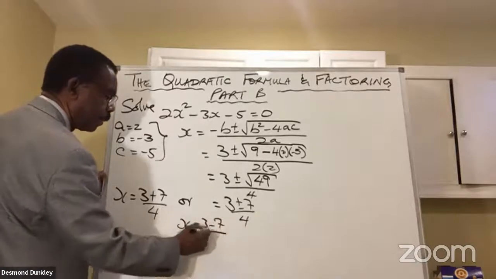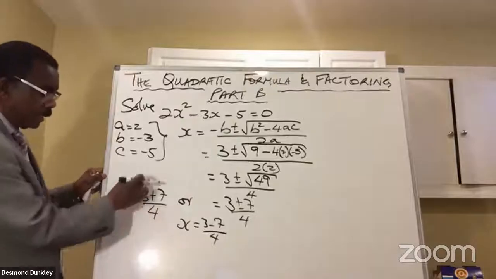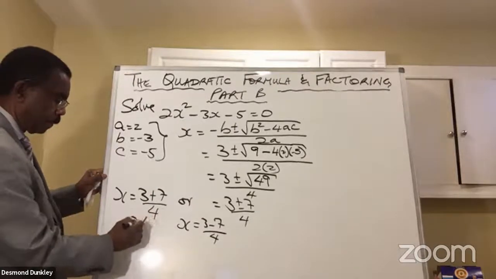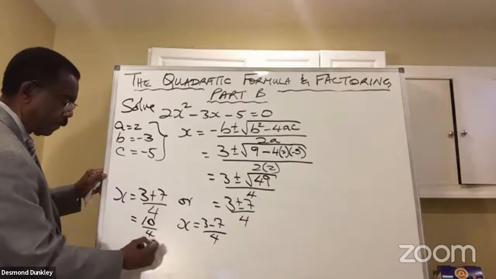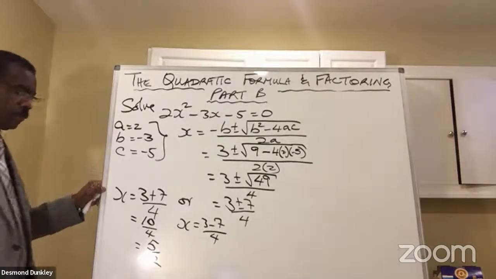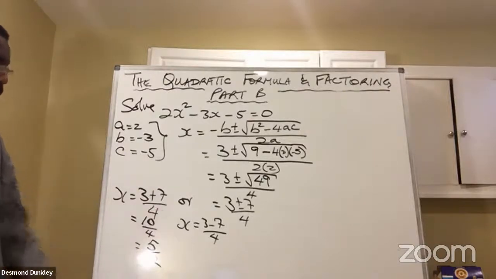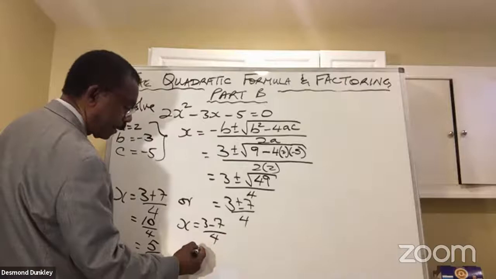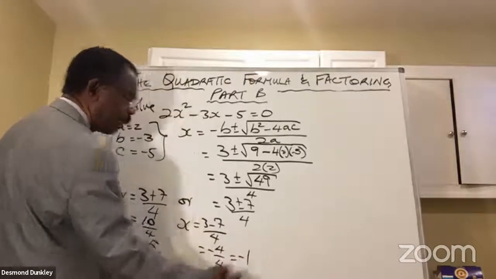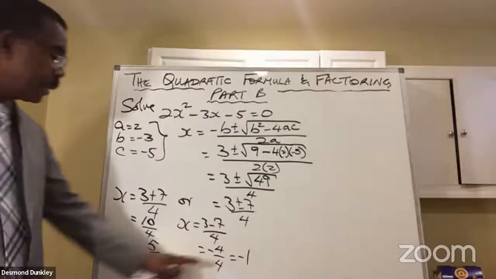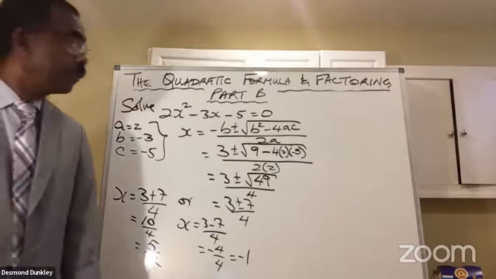minus 7 over 4. 3 plus 7 is 10. 10 over 4. And we simplify that to 5 over 2. That's it. 3 plus 7 is 10. 10 over 4 is 5 over 2. 3 minus 7 is negative 4 over 4 equal to negative 1. So our two answers are negative 1 and positive 5 over 2.